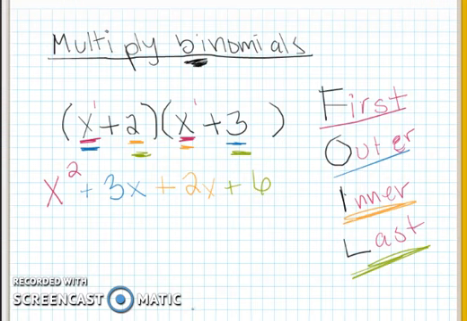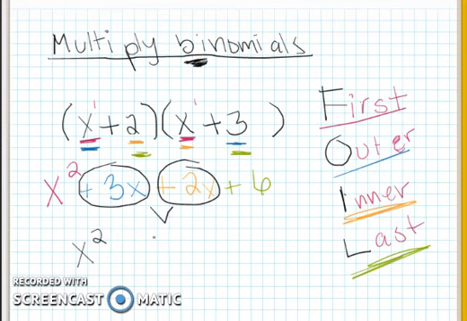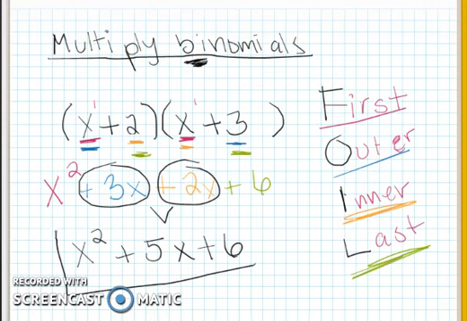It looks like we're almost done, but we have to combine like terms. And our like terms here are only the 3x and the 2x. So we're going to combine those. We get x squared. Combine these two to get 5x, and then plus 6. That is the FOIL method. I'm going to show you another method. Here we go.